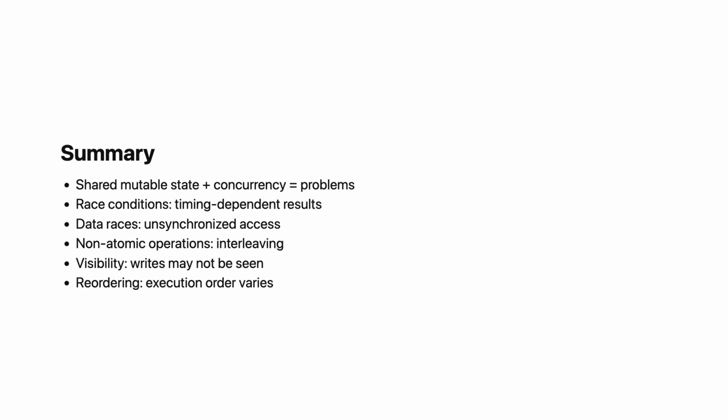Let us summarize. Shared mutable state plus concurrent access equals problems. Race conditions: results depend on timing. Data races: unsynchronized reads and writes. Non-atomic operations: compound steps can interleave. Visibility: writes may not be seen by other threads. Reordering: operations may not execute in written order. These problems are subtle, unpredictable, and hard to debug. Next, we learn how to prevent them.